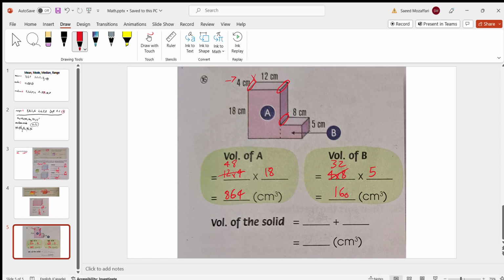So we got the volume of both of them. Now we got to add them together. 864 plus 160 equals 1024.